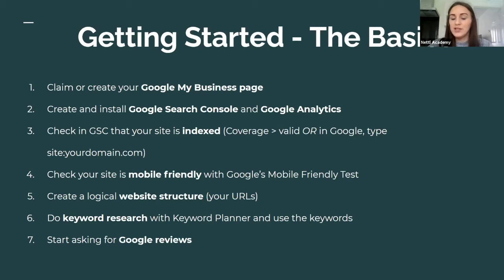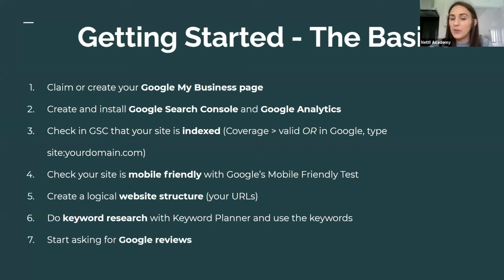So all your service pages, for example, if you work in quite a few different locations, you might want a different location page. You need to do your keyword research to understand what keywords you should be using, and you need to start asking for reviews.